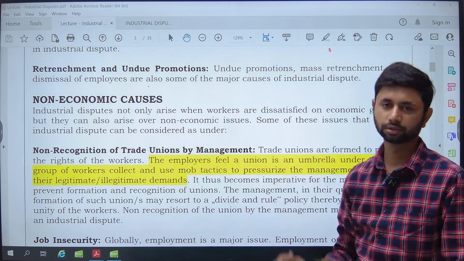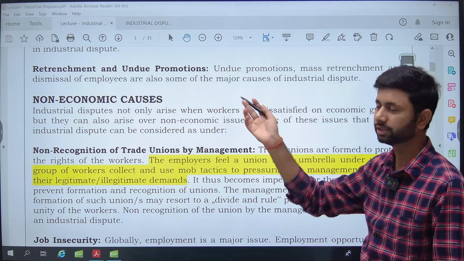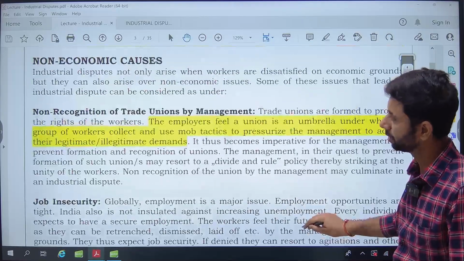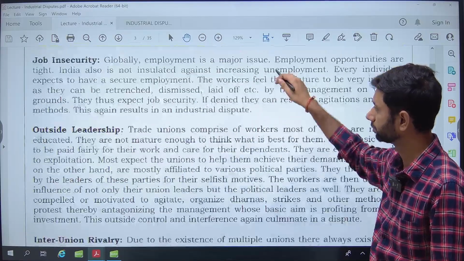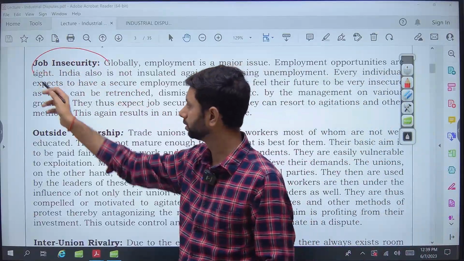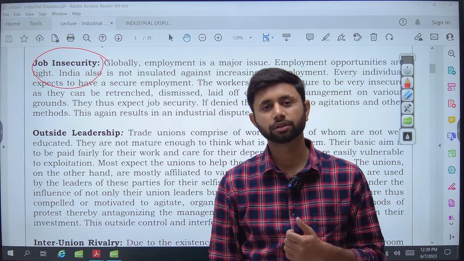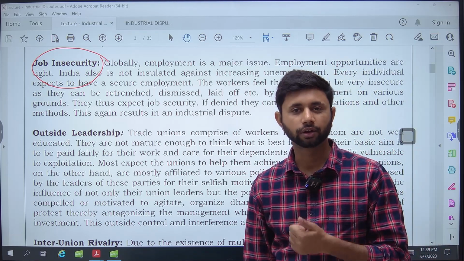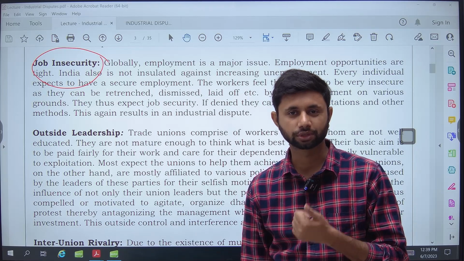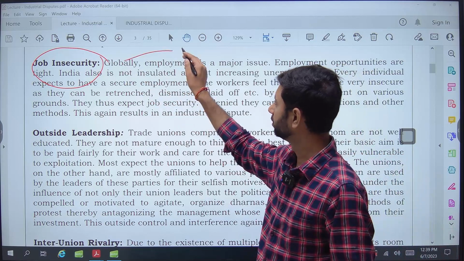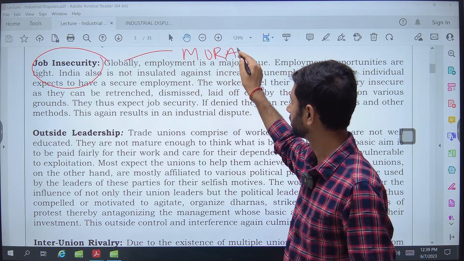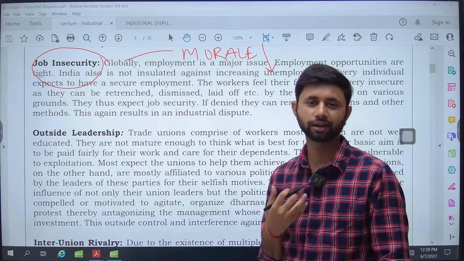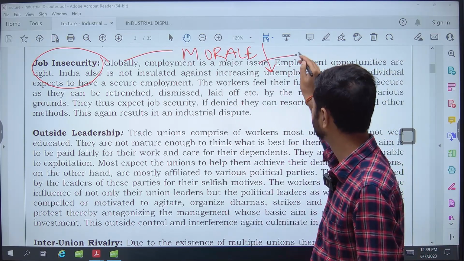Don't confuse it with non-economic causes, since these things are related to wages themselves. Here we have discussed in non-economic causes that non-recognition of trade unions we've discussed. Job insecurity is another reason why people are insecure about jobs, because they are seeing that various companies are laying off their employees. And unless the employer provides them assurance about job security, why would they have any morale to work in the unit? So obviously they would want security, and if the employer is not ready to provide it, this may lead to industrial dispute.